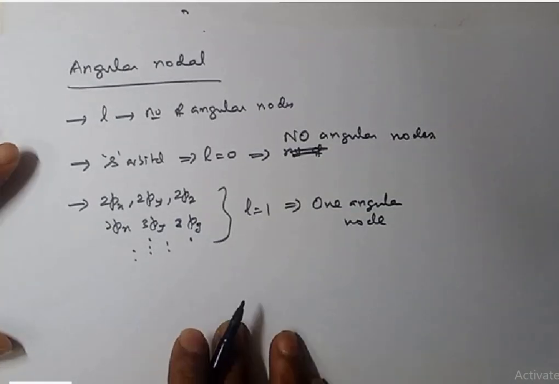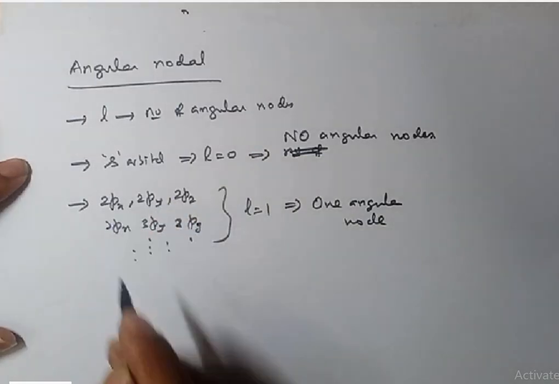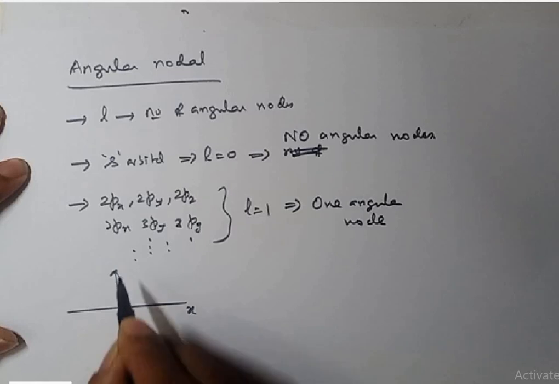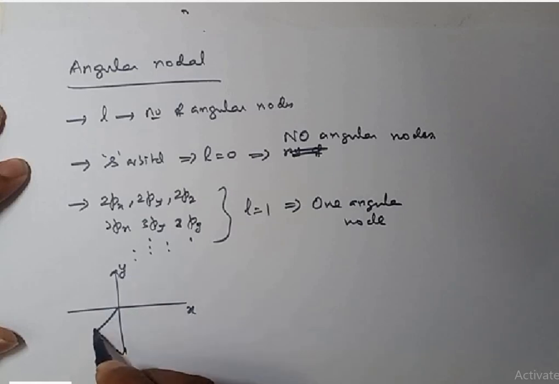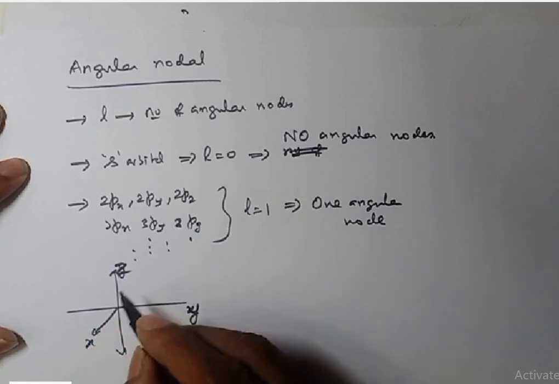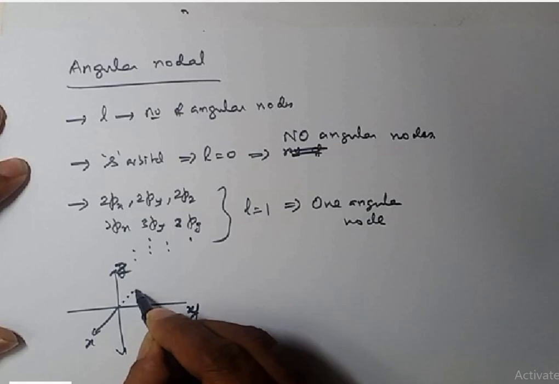Suppose you take a 2px orbital, I'll show you. Listen. I'll take this as the x-axis, this as y, and this is z. This is the usual notation, right? X, y, z. This is positive x and this is negative x.